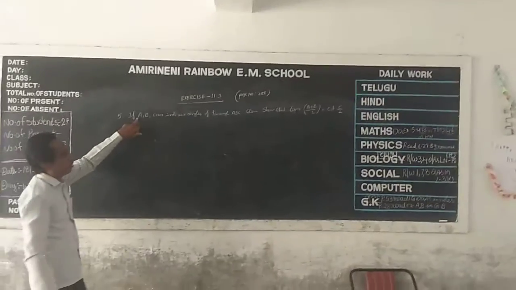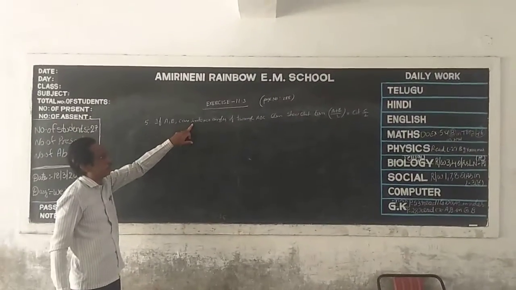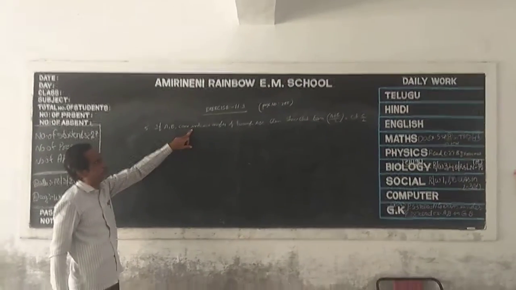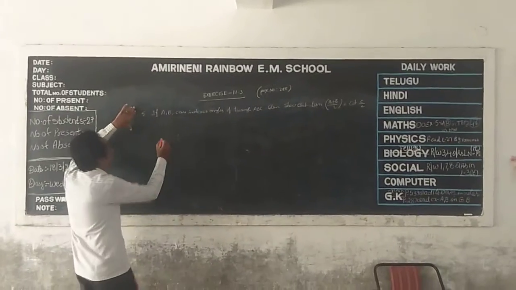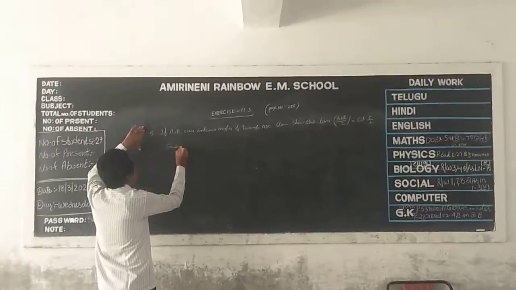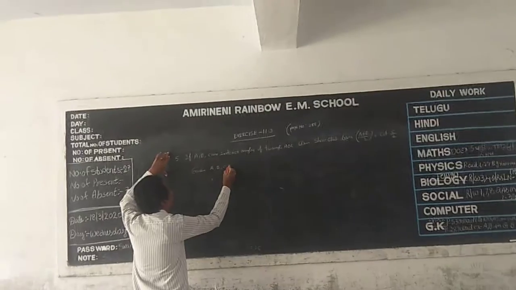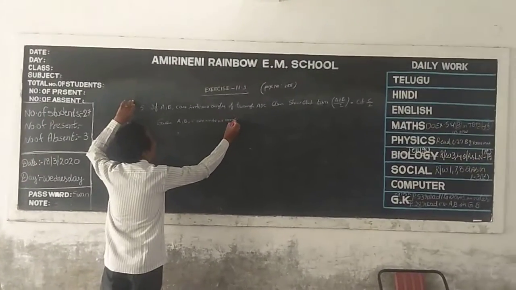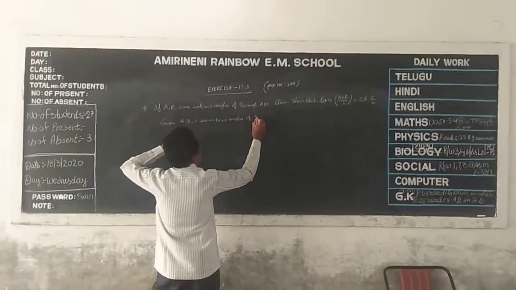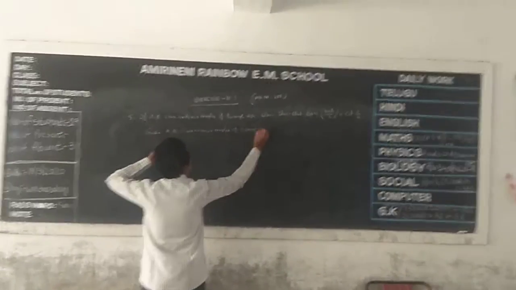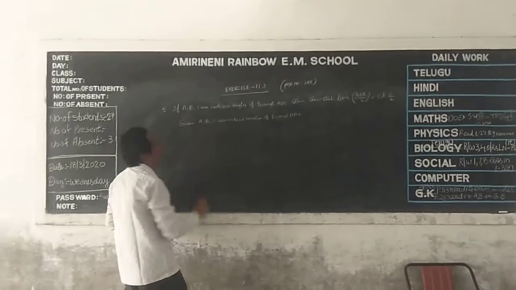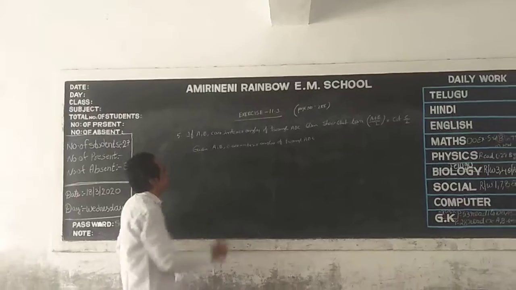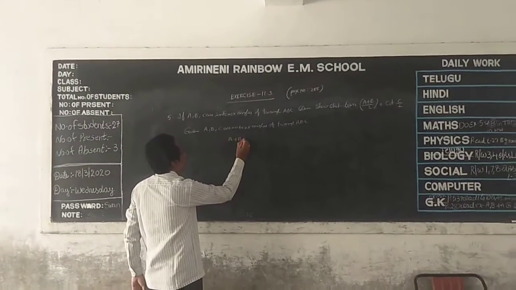A, B, C are interior angles of triangle ABC. Then show that tan of A plus B by 2 equal to cot C by 2. We have given A, B, C are interior angles of triangle ABC. We know that the sum of three angles of any triangle is 180. A plus B plus C equal to 180.